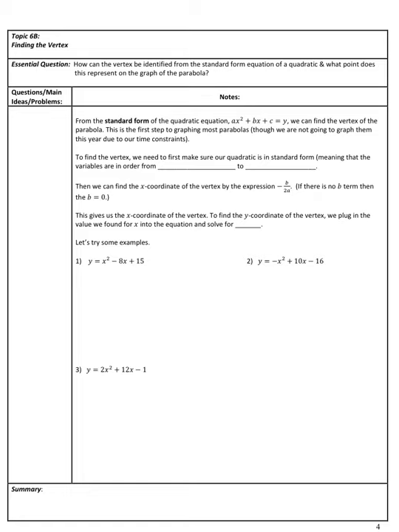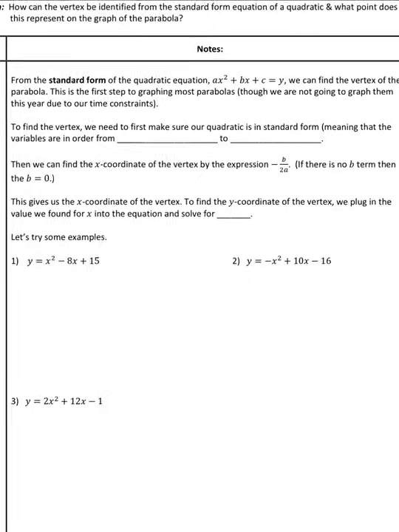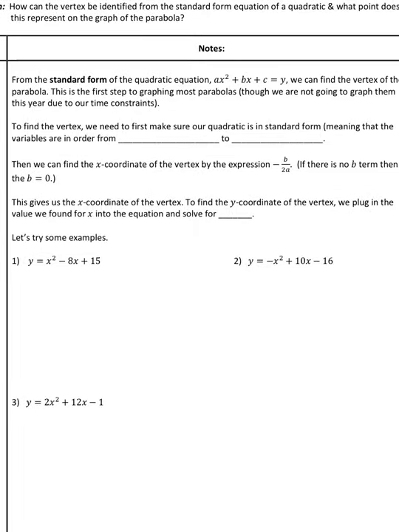So to find the vertex, we need to first make sure our quadratic is in standard form, meaning that the variables are in order from the x squared term, because these are quadratics, so they always start with a squared term, otherwise it wouldn't be a quadratic, to the constant. So we go from the x squared to the constant. Now there could just be an x squared, there could be an x squared and a bx, there could be an x squared, a bx, and a c, right? So there could be 3, there could be 2, there could be 1.